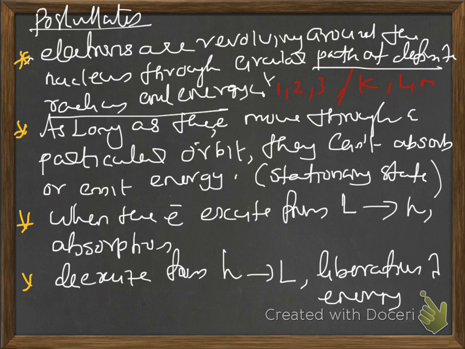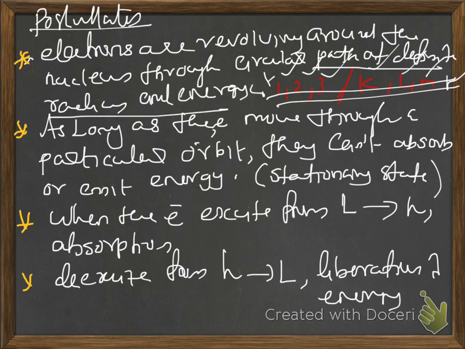This circular path is called orbit, which can be designated as first orbit, second orbit, third orbit, like that, or we can call it as K, L, M, N, etc. These are all you have studied in the earlier classes. Orbits can be designated like this.